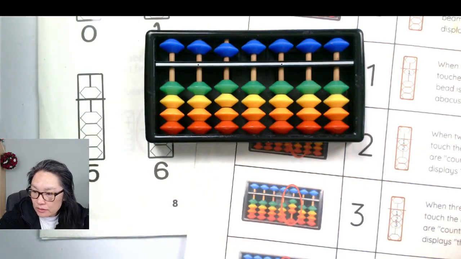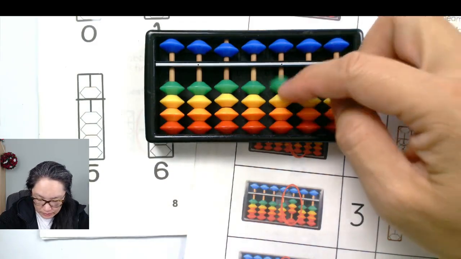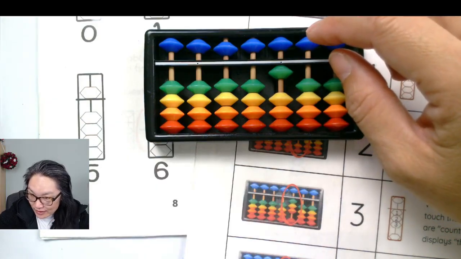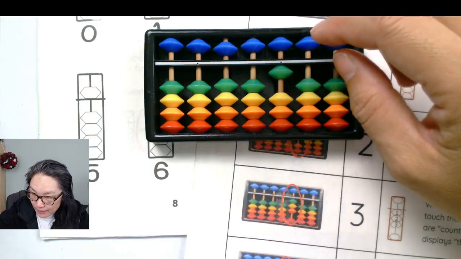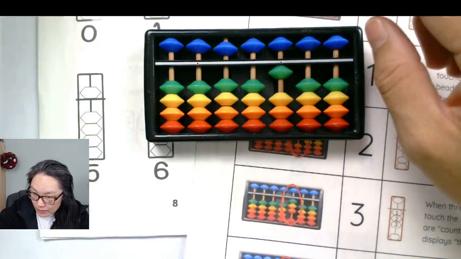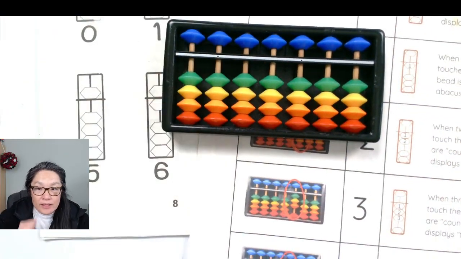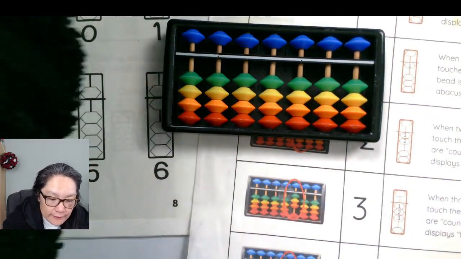So, what are we doing? We are learning how to use the abacus. Here's the abacus. Welcome, everybody. Welcome. What are we going to do? We are learning how to read the abacus. When we learn how to read the abacus, we need to understand.